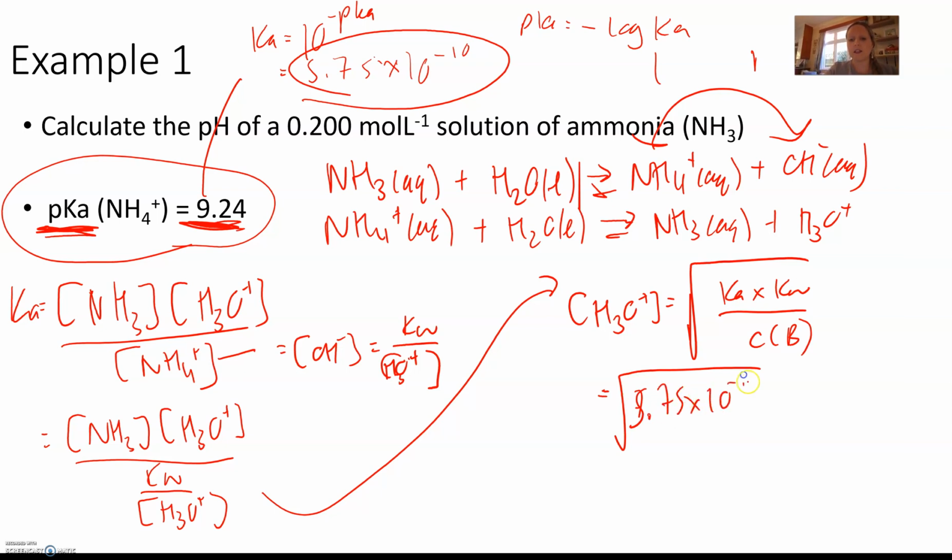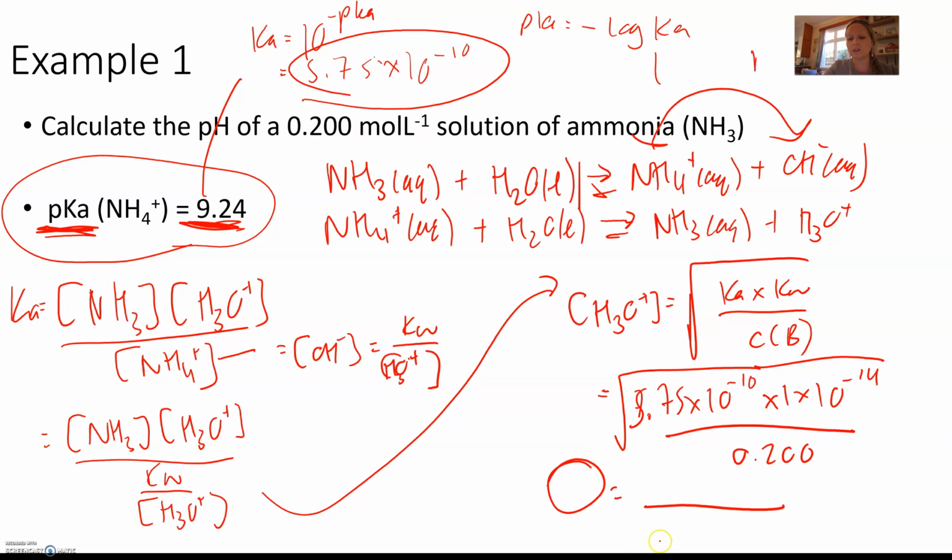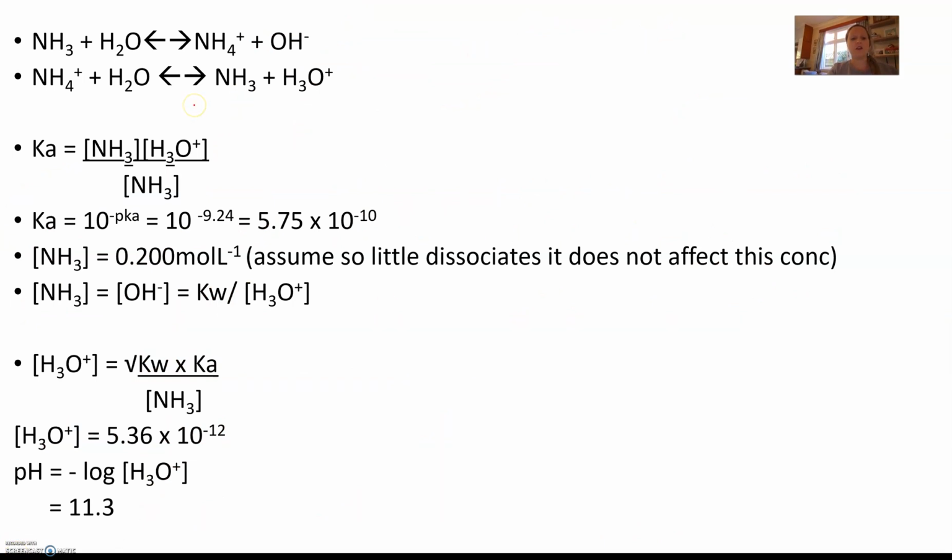So the Ka is 5.75 times 10 to the negative 10. We know that Kw is 1 times 10 to the negative 14. The concentration is the concentration of the base, which is 0.2. When you plug that into your calculator, you'll get an H3O plus concentration, which we then negative log to give us the pH, and all the workings are on the next slide. So you can see everything I've done there. If we plug in all those values, you get an H3O plus of 5.36 times 10 to the negative 12. If you then negative log that, you get 11.3.